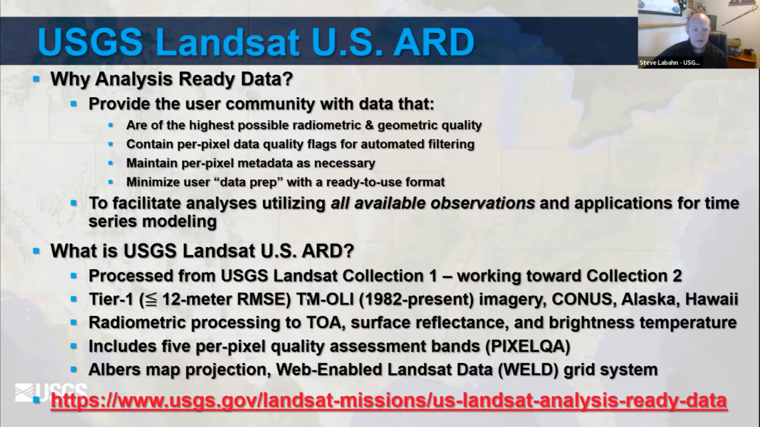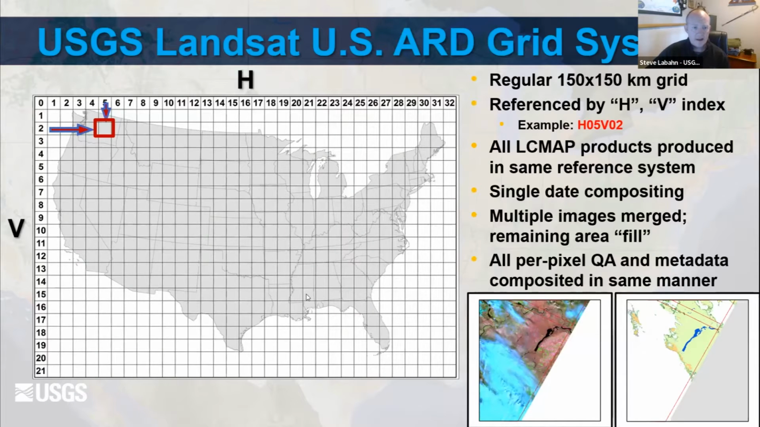We've got measurements for top of atmosphere, surface reflectance, and brightness temperature. And we make use of, for LCMAP, 5 per pixel quality assessment bands. This is placed into an Albers map projection over the US, and we're using what we call the WELD grid system. You can find out more information there at that link. So what does this look like in pictures?